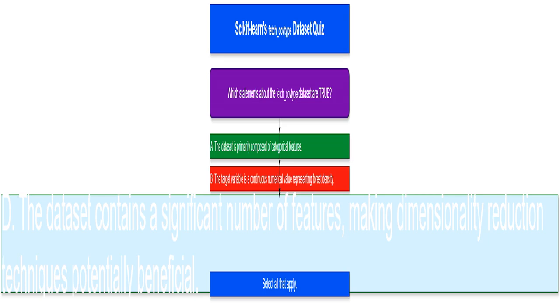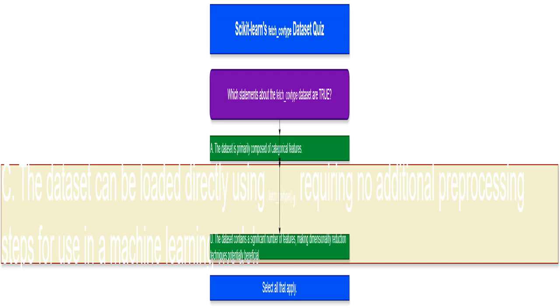This statement suggests that there are many different characteristics describing each data point. It also says that techniques to reduce the number of these characteristics might help. I want you to decide if this is correct for the fetch_covtype dataset. This statement says that you can load the dataset simply and directly, without any extra preparation for machine learning. I need you to check if this is a true statement.